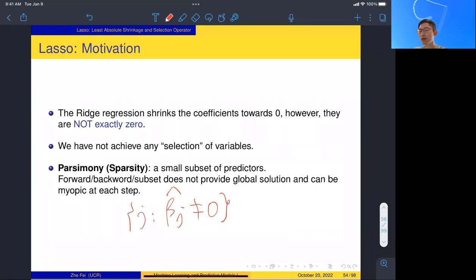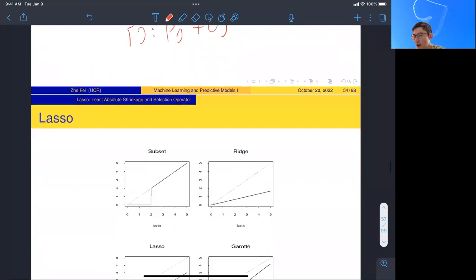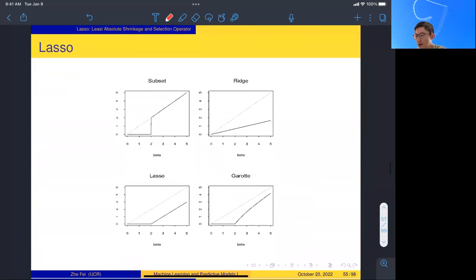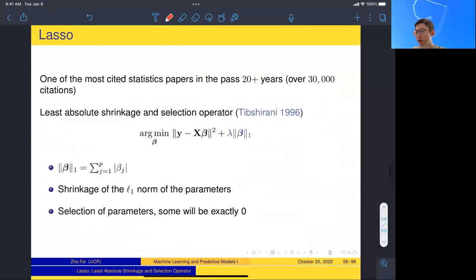But for the rest of the j, we want our beta j hat to be exactly equal to 0. So that is what we mean by the sparsity of the model selection. As we have seen in the previous constraint solution plot, lasso is potentially able to achieve this goal.